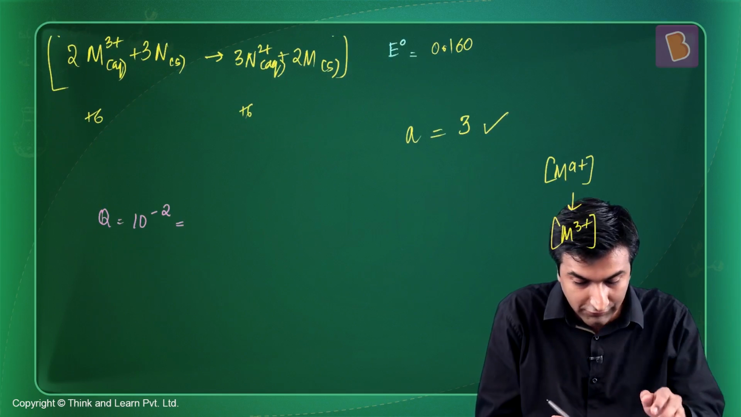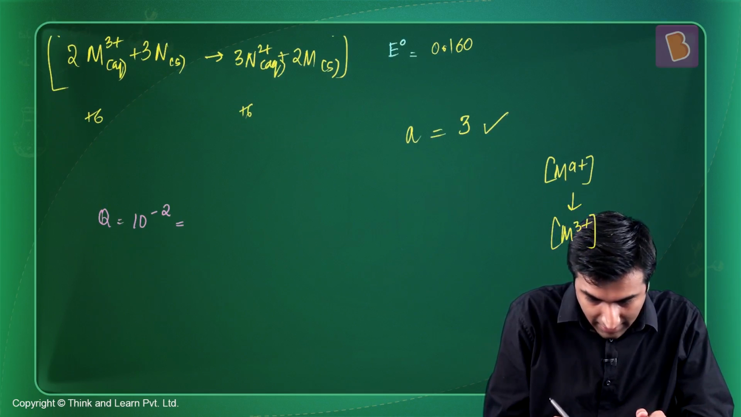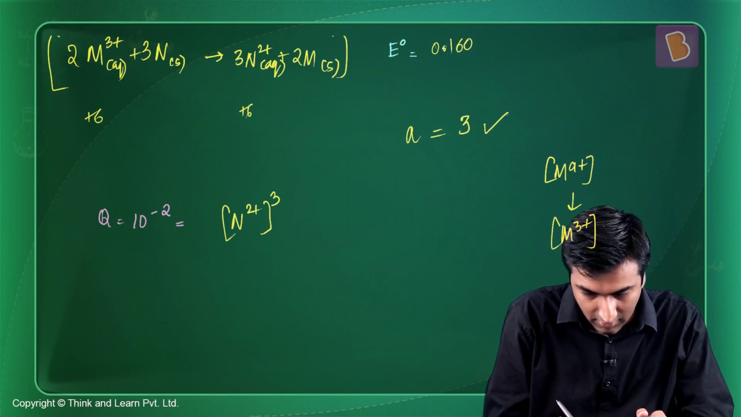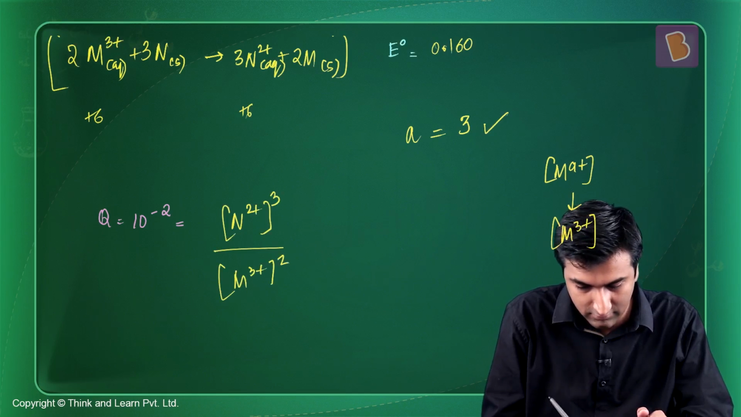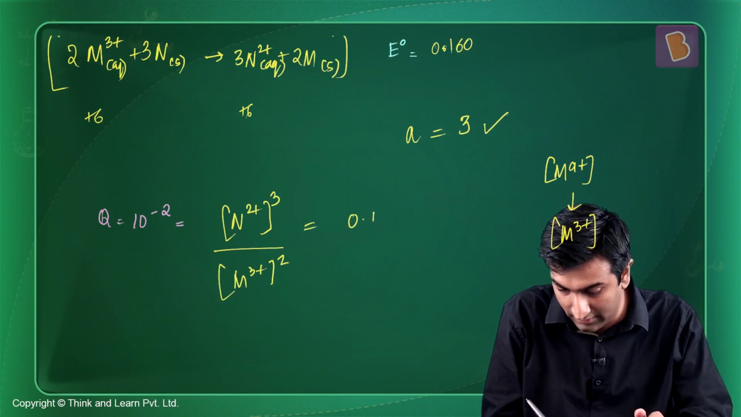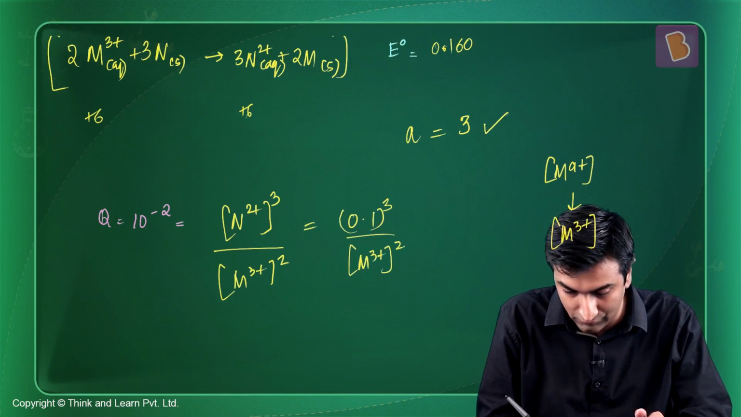For our reference. So this Q is simply going to be N2 plus whole cubed, right? Divided by M3 plus whole squared. Did I do that right? Yeah. N value is 0.1, right? So I get 0.1 cubed divided by M3 plus squared. This is what 10 power minus 2 is going to be.